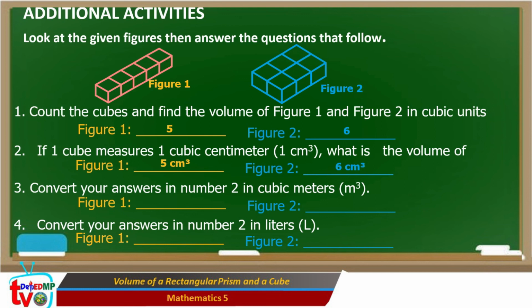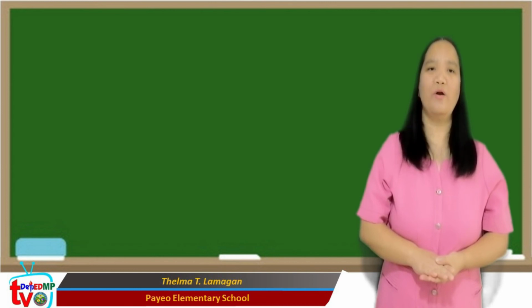Number 3. Figure 1 is 5 millionths cubic meter. Figure 2 is 6 millionths cubic meter. Number 4. Figure 1 is 5 thousandths liter. Figure 2 is 6 thousandths liter. Excellent! You are through with the last activity. For those with mistakes, please go back and review your answers and solutions.